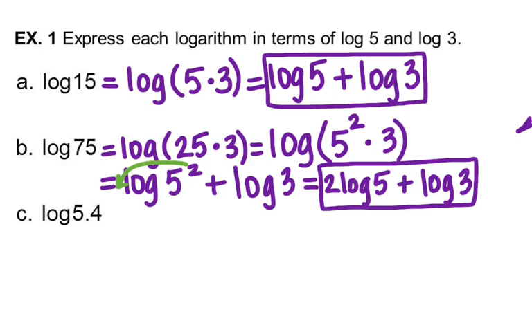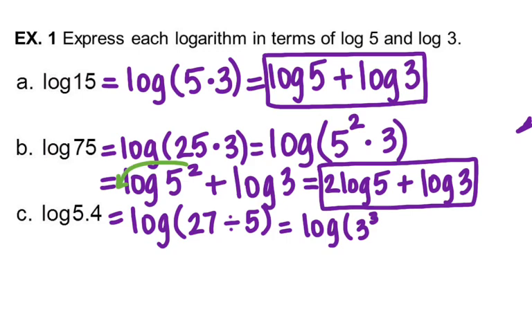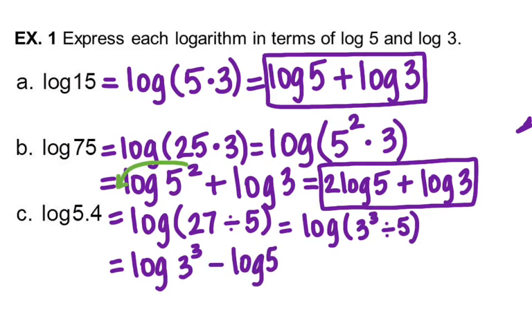Okay, log of 5.4 may be a little bit difficult. We're trying to figure out how I can write 5.4 in terms of a 5 and a 3. So one way that I can do it is I know that 27 divided by 5 is equal to 5.4, and that just kind of takes playing around in the calculator and using 5 and 3 in different ways. I know that 27 is 3 to the third power. So since division changes to subtraction, I can write this as log 3 to the third power minus log 5. And then my exponent comes down out front. So this is 3 times log 3 minus log 5.